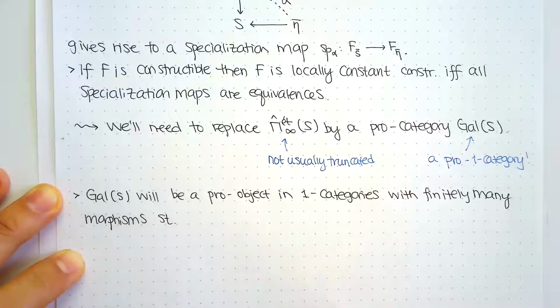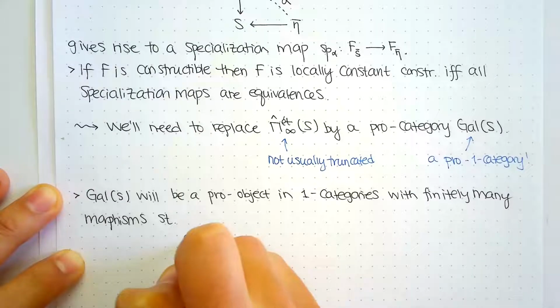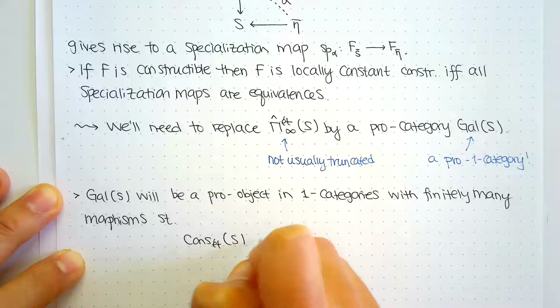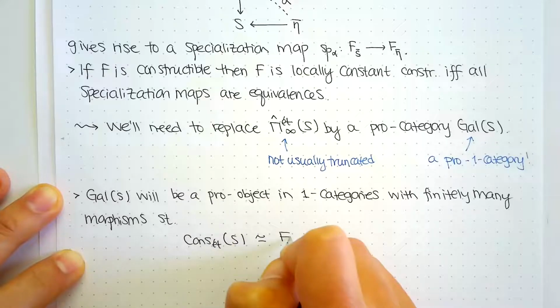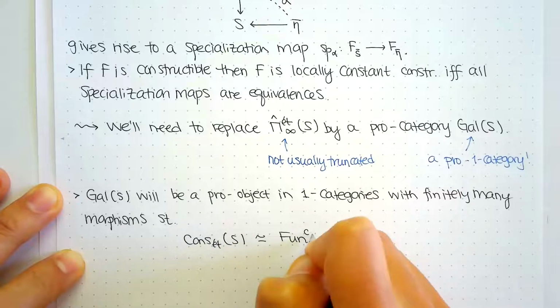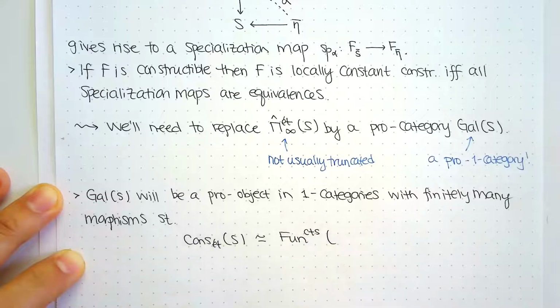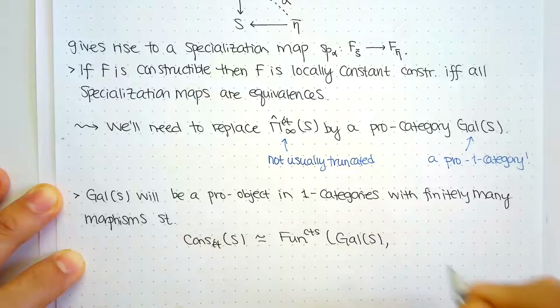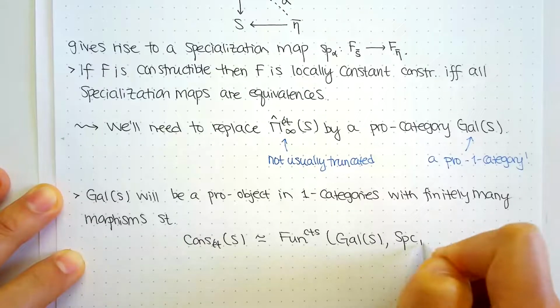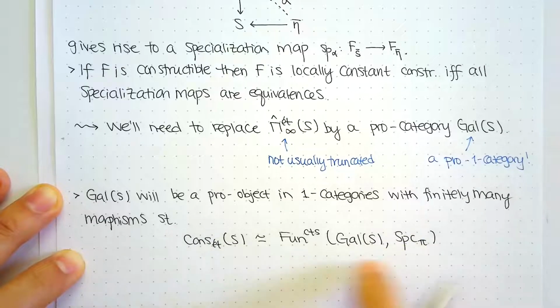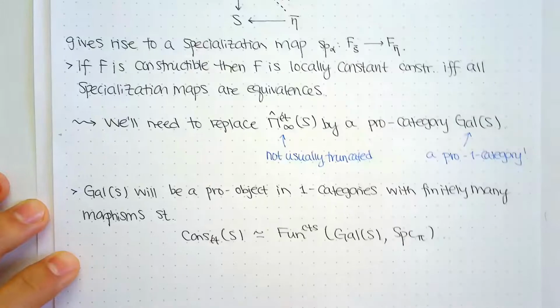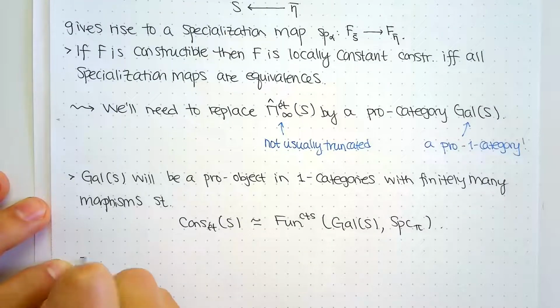the theorem will be that constructible étale sheaves on S are the same thing as functors in this pro sense, which means that if you represented this pro category as a cofiltered limit, you'd pull it out as a colimit, satisfying this sort of classification result. But how I'm going to describe this to you.